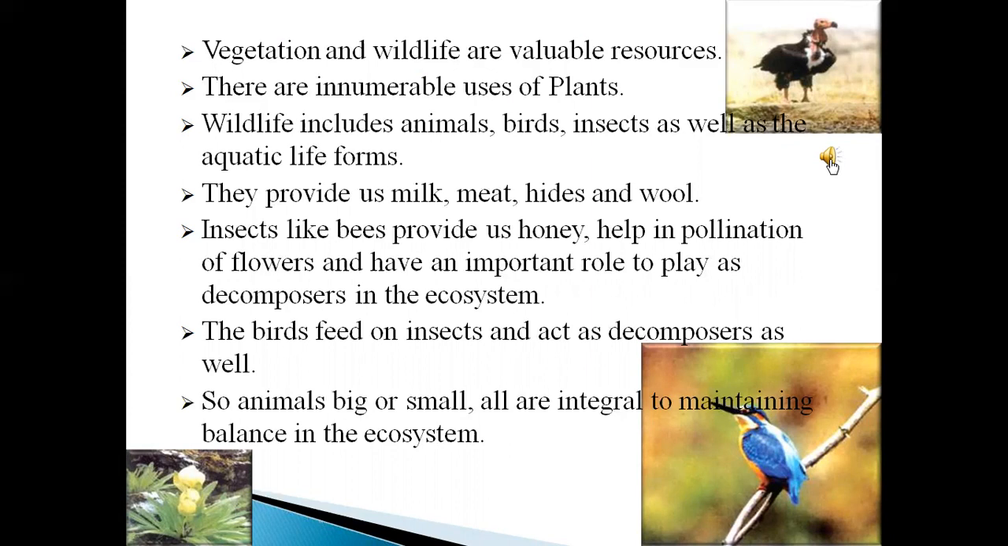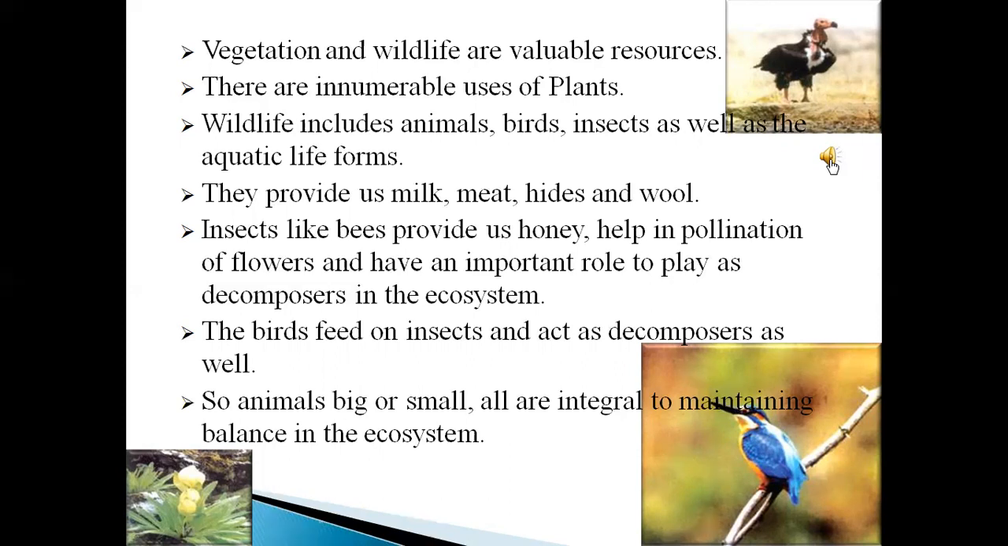Wildlife includes animals, birds, insects, as well as the aquatic life forms. They provide us milk, meat, hides, and wool. Insects like bees provide us honey, help in pollination of flowers, and have an important role to play as decomposers in the ecosystem. The birds feed on insects and act as decomposers as well.